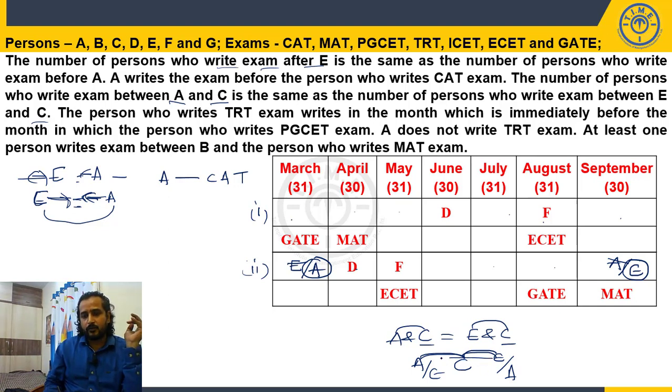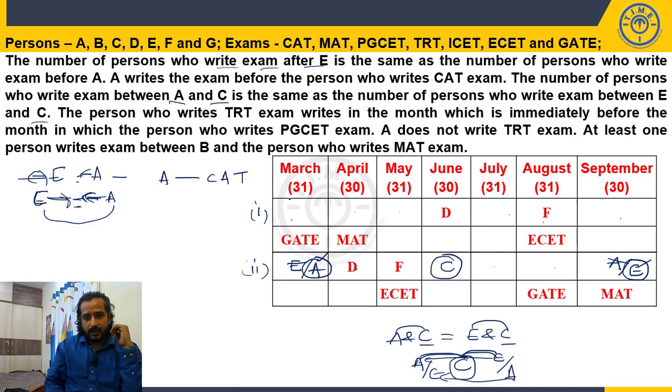But between A and E, who writes first, that we don't know. A may be writing before E or E may be writing before A. Right. But between A and E, exactly who will be there? C will be there. Now A is here, E is here. Exactly between March and September, which month is there? June is there in the arrangement. So it is C. Now let's come to here.